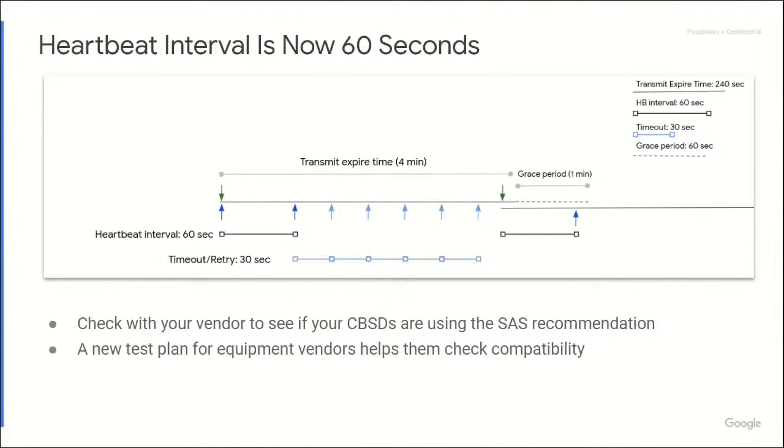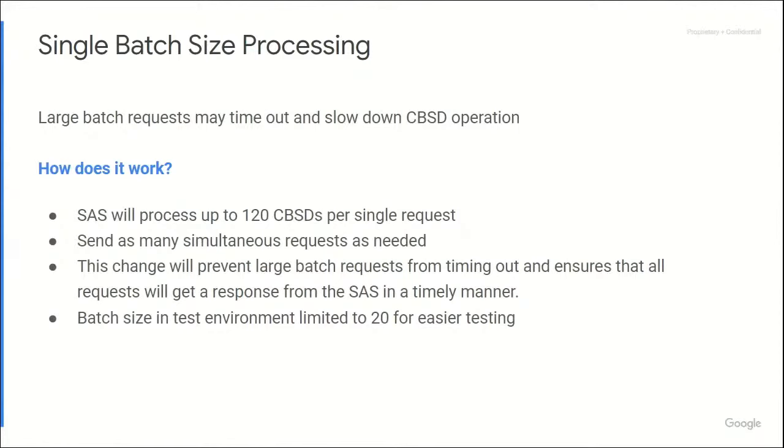So let's take a look at batch sizes. Single batch size processing. Large batch requests may time out and slow down CBSD operation. This is something that is primarily important for domain proxies, for networks, for infrastructures that are managing a large amount of CBSDs. So we were seeing a situation in some domain proxy testing with a huge number of devices, where it was just taking too long to process these requests.